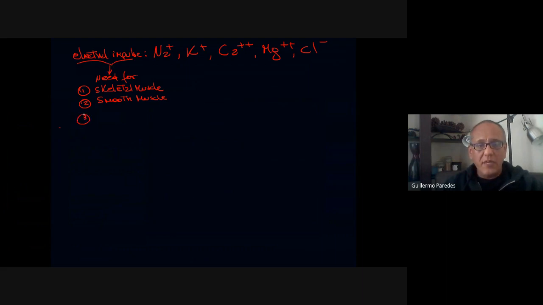And number three, the nervous system. It's going to affect the nervous system. The nervous system is going to be the waves of the ocean that we talked about in the past, that push the neurotransmitters towards the terminal axon. You okay with that? So electrical impulse is needed for skeletal muscle, smooth muscle, and nervous system.